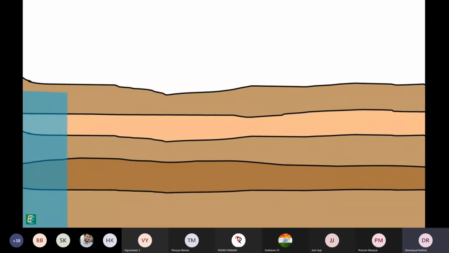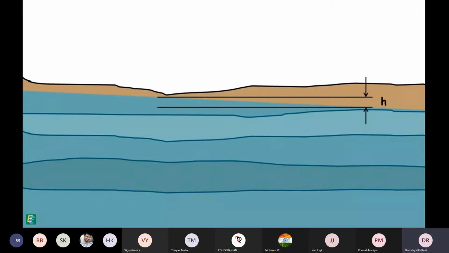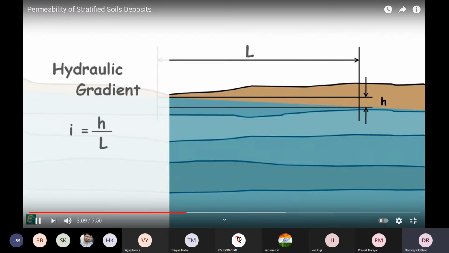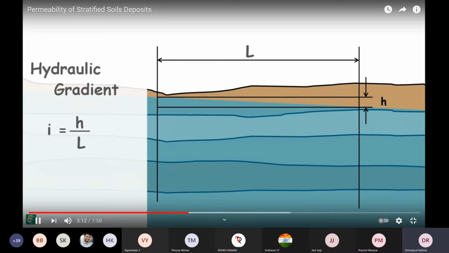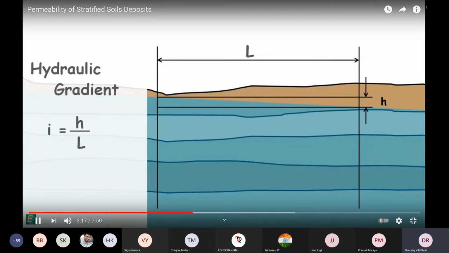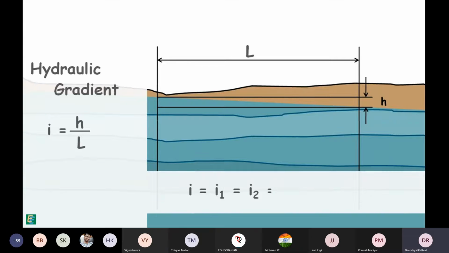When water flows through such soil in a parallel or horizontal direction, let's say the head loss, which is the energy loss of water, is observed as H over a distance of capital L. So it generates the hydraulic gradient i, which is H by L. We can see the head loss is the same for all the layers, and also the length of flow is the same, so the hydraulic gradient of the total soil mass i will be similar to the hydraulic gradient of each layer. Hence, i equals i1, i2, i3 and so on.